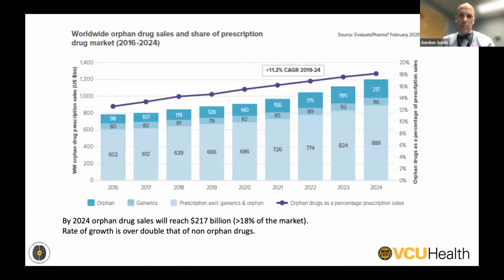So the purple line is the complicated figure. This shows us the percentage of overall pharmaceutical costs that are attributable to orphan drugs. And you can see that is projected to approach 20% later in this decade. And then the blue, you can see in billions of dollars, the cost of orphan drugs. And so that's soon to pass $200 billion. And of course, we're now probably this year passing $1 trillion in drug costs, which is remarkable. These are worldwide sales, obviously.